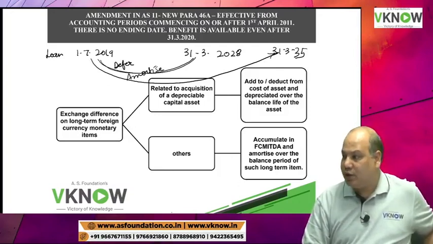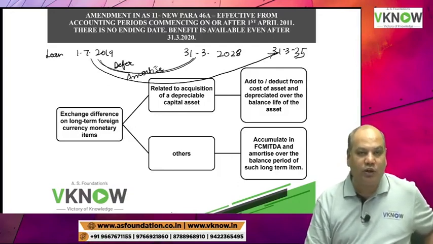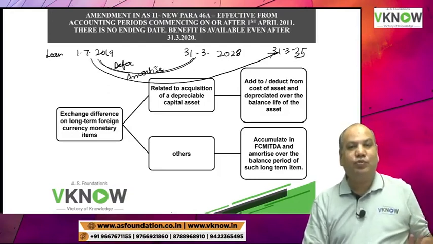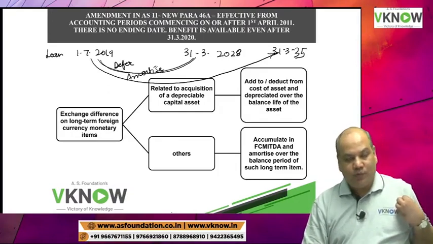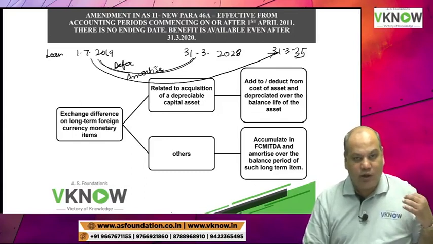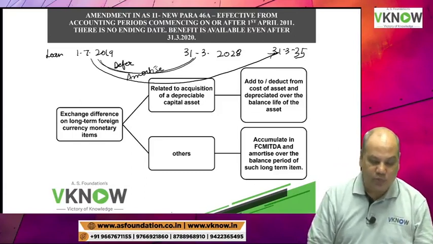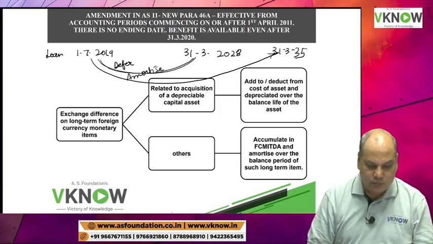So now entities don't have to go to the central government every year and ask for extension. You have a choice and you can defer it and you can amortize it over the remaining period. Is it right?